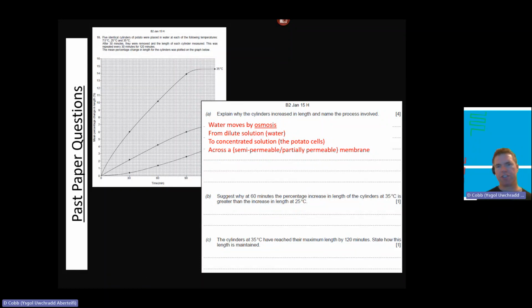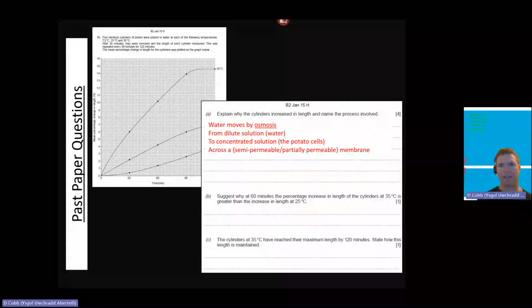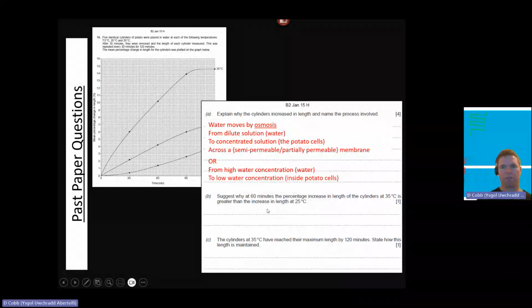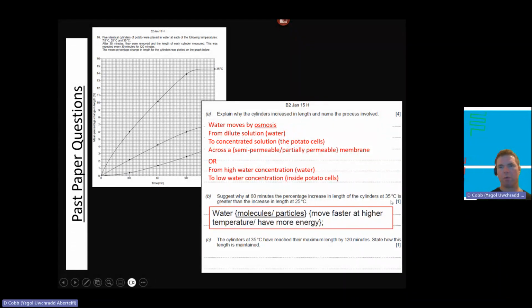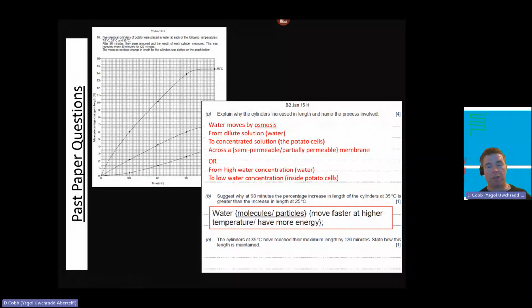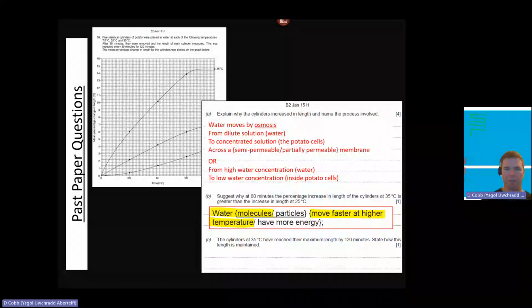Then a couple of tricky questions here. It says, suggest why at 60 minutes the percentage increase in length of the cylinders at 35 is greater than at 25. Suggest. Well, here I've got the high water to low water concentration again, but okay, back to this one. So why is it more at 35? Well, this is tricky and something you'll probably have seen elsewhere. So water molecules, or any molecules, move faster at a higher temperature. So that osmosis process, the movement of those water molecules, will happen faster at 35 degrees than it will at 25 degrees because they move faster. That's really what I'm expecting you to say. Water molecules move faster at a higher temperature. But the cylinders at 35 degrees have reached their maximum length by 120 minutes.